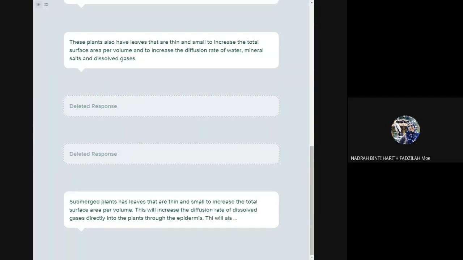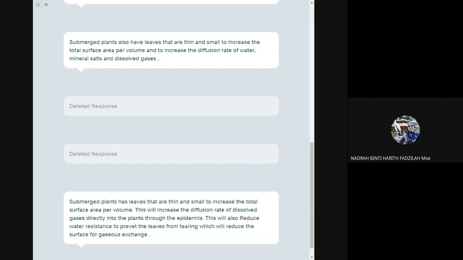Ini yang saya tulis dekat Google Meet. If you want to use lah. If you don't want to use, it's okay. Sebab memang elaboration from water resistance tu ialah idea tambahan. Okay, idea tambahan saja.